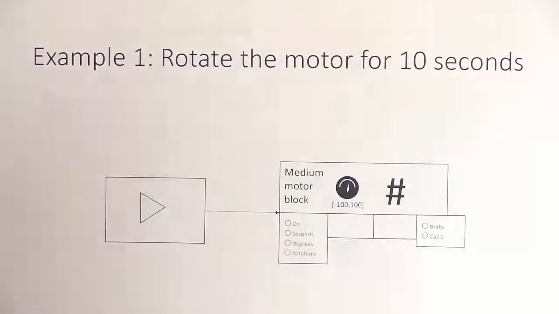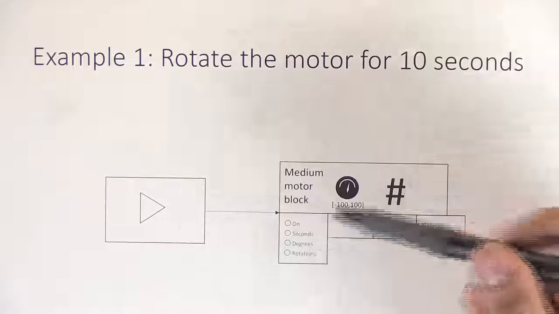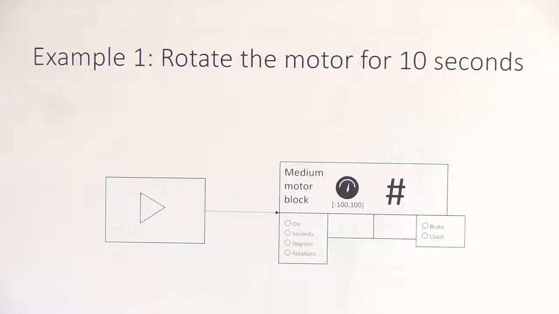So let's take a look at this example. The first example is going to be rotating the motor simply for 10 seconds by using the medium motor block. Now, if you remember, we had sort of the units that we used in order to designate the length of the movement that we're making.